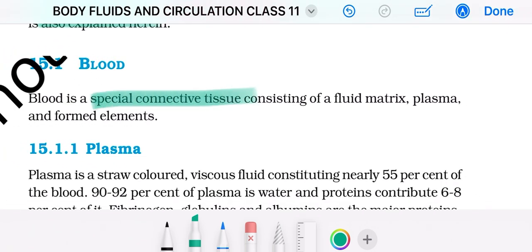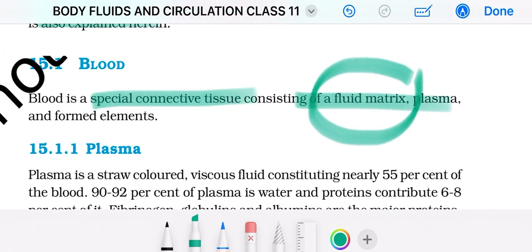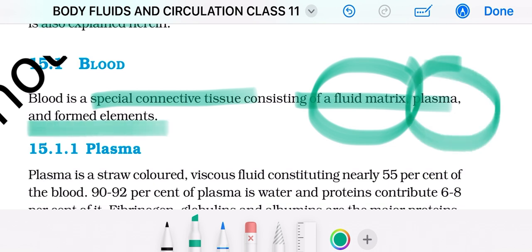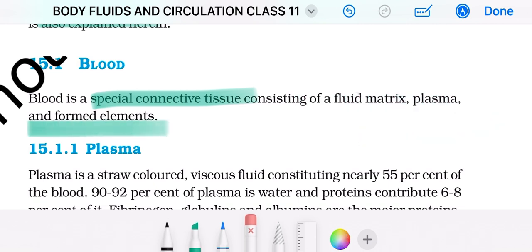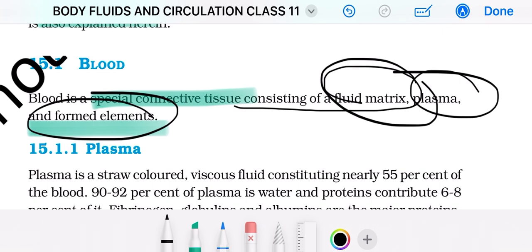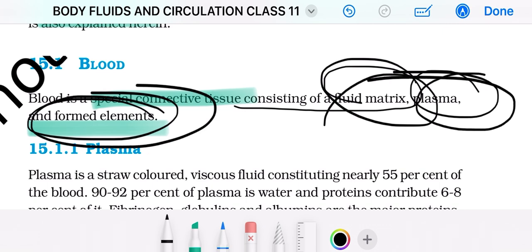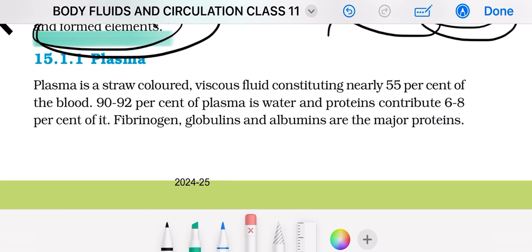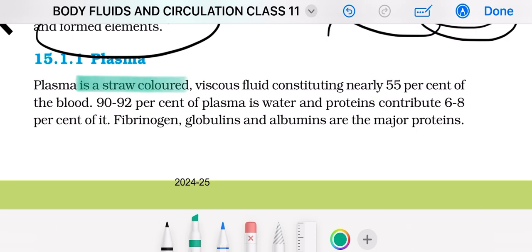Blood is a special connective tissue consisting of fluid matrix, plasma and formed elements. Blood is what? A special connective tissue consisting of a fluid matrix, plasma and formed elements. Moving ahead to plasma. Plasma is a straw-colored viscous fluid constituting nearly 55% of the blood.